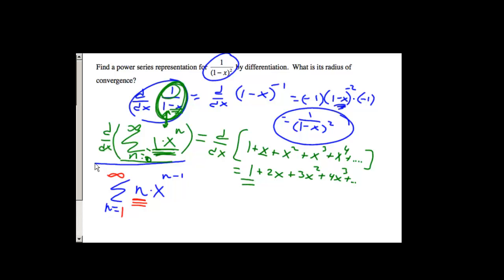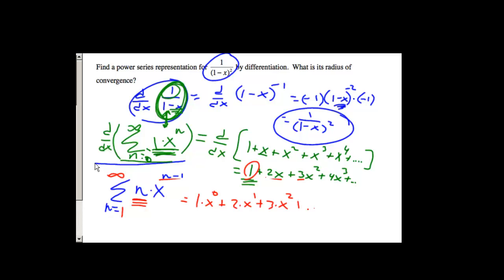And we go to infinity. And then let's just check to see if that works. So when n is 1, we have 1 times x to the 0, which is 1, plus, when n is 2, we have 2 times x to the 2 minus 1, which is 1. That works. When n equals 3, we have 3 times x to the 3 minus 1, which is 2, and that works.